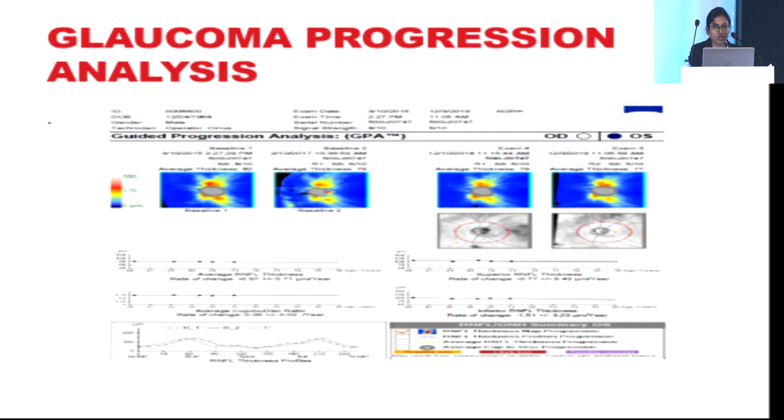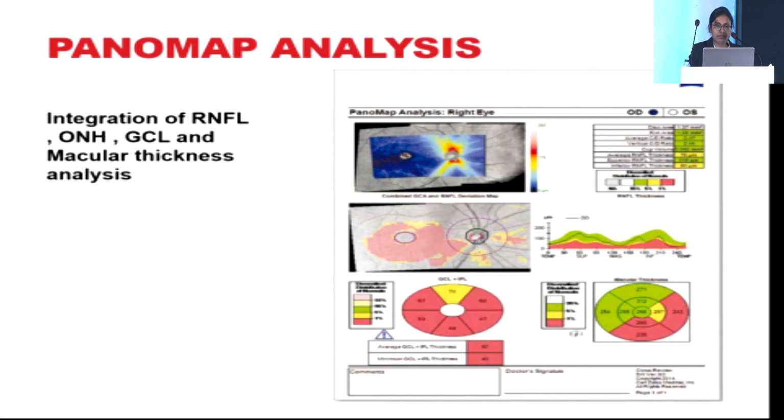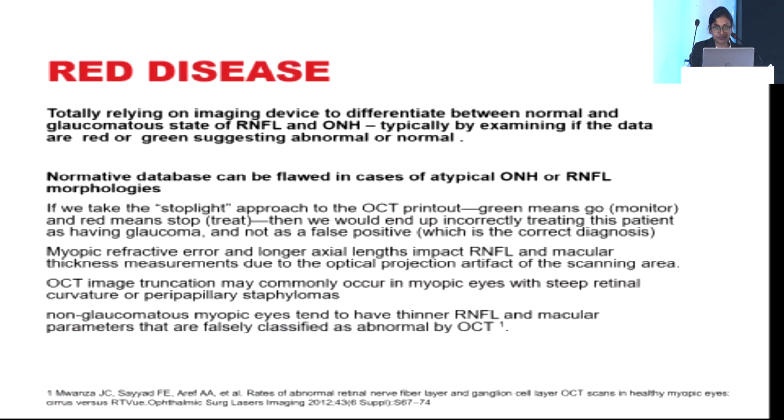So there is a protocol, the glaucoma progression or guided progression analysis, in the machine, where 2 baseline OCT scans are needed and 3 consecutive follow-up visits are needed to monitor the change per year. So it monitors the rate of RNFL thinning per year. There is also a panomap analysis, which is an integration of retinal nerve fiber layer thickness, optic nerve height, and ganglion cell layer thickness all together.